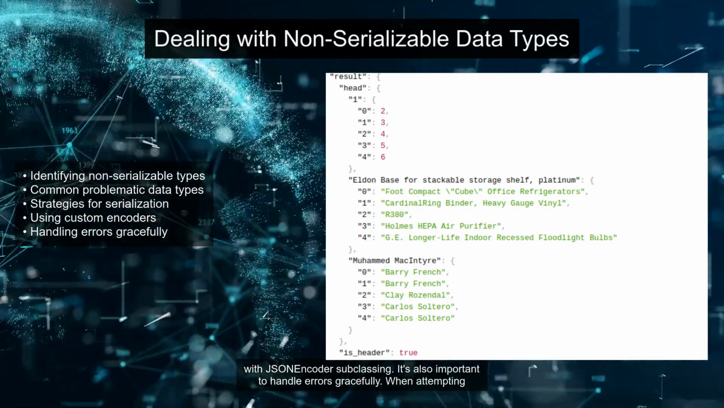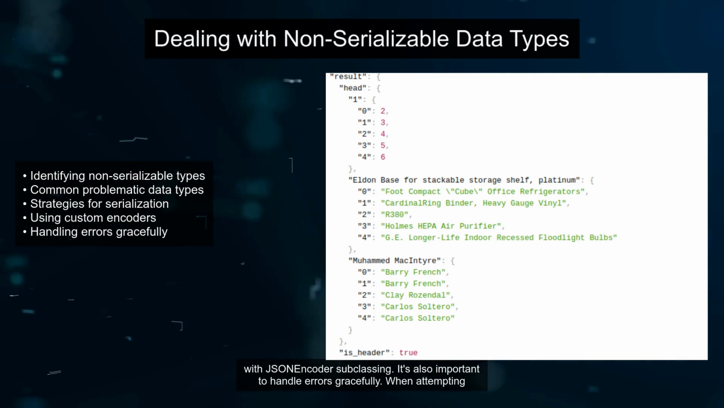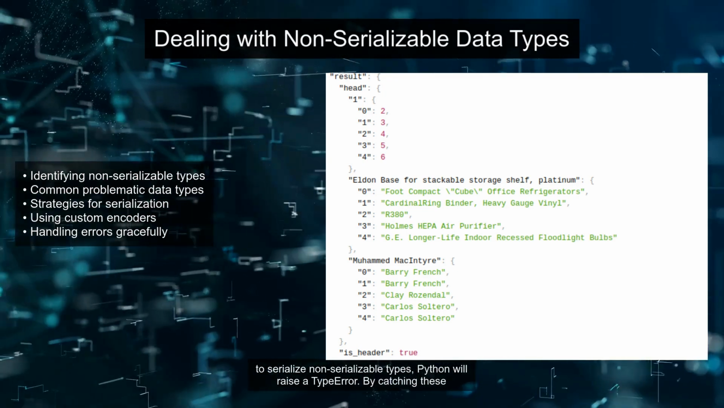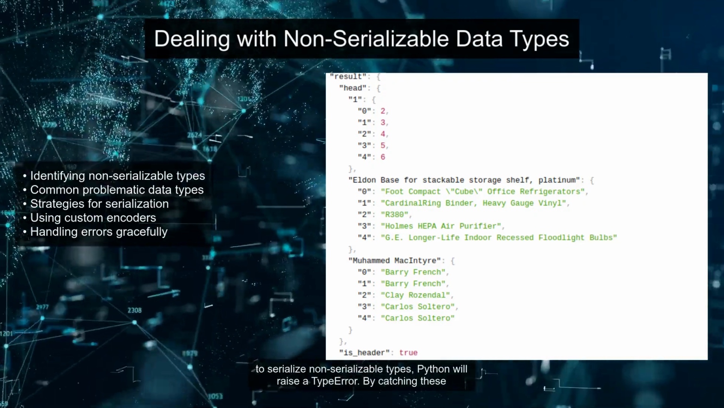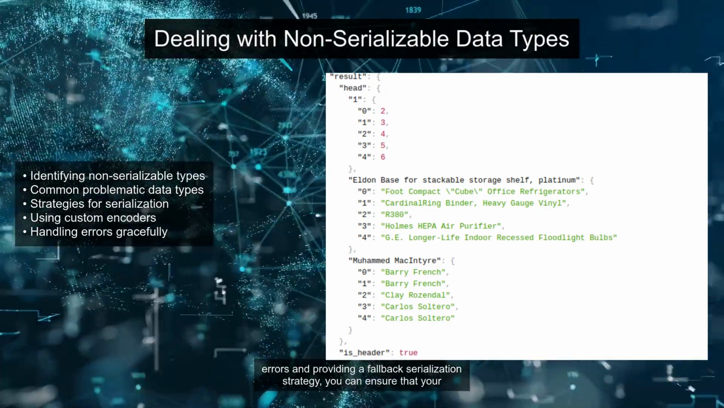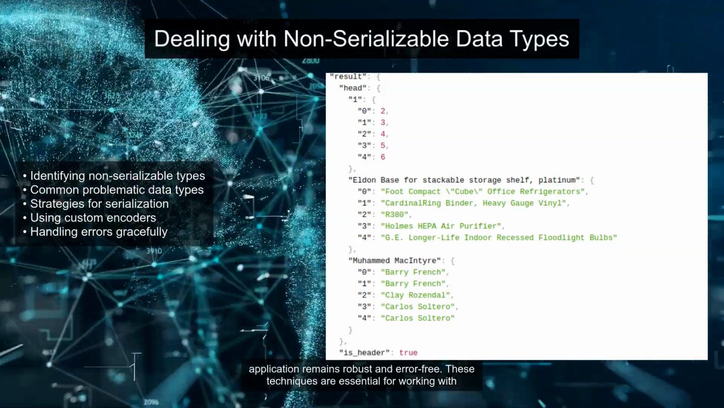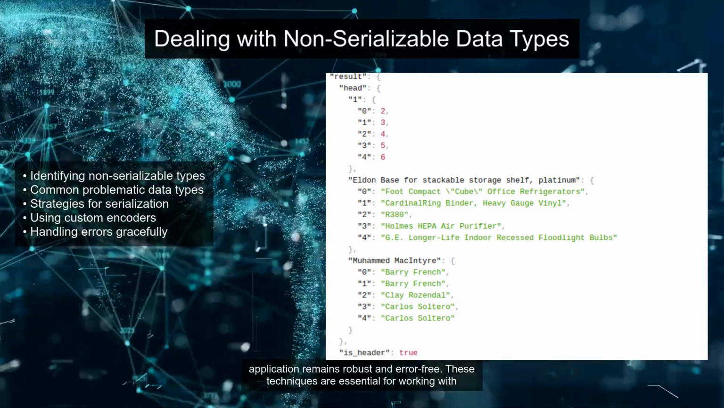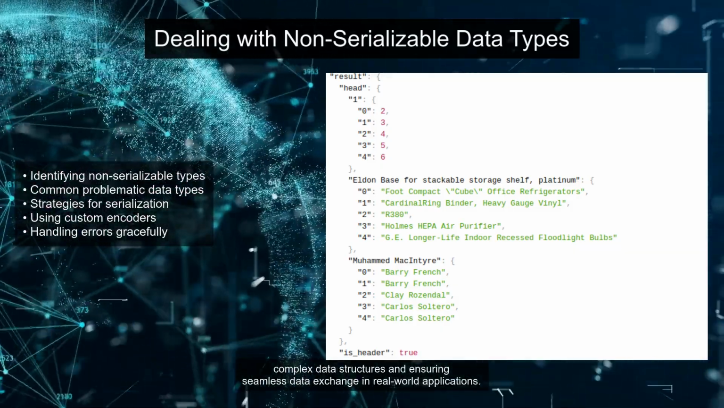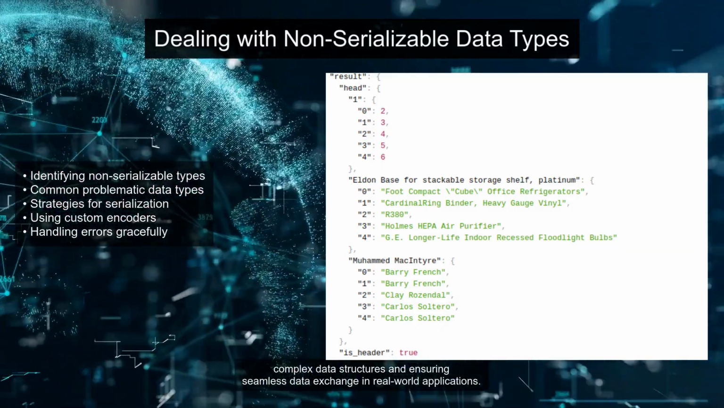It's also important to handle errors gracefully. When attempting to serialize non-serializable types, Python will raise a type error. By catching these errors and providing a fallback serialization strategy, you can ensure that your application remains robust and error-free. These techniques are essential for working with complex data structures and ensuring seamless data exchange in real-world applications.